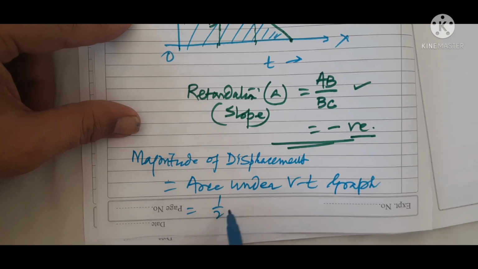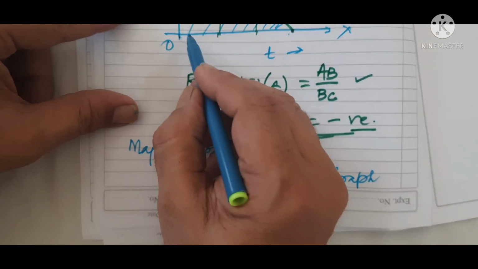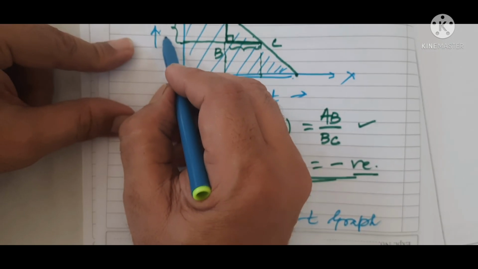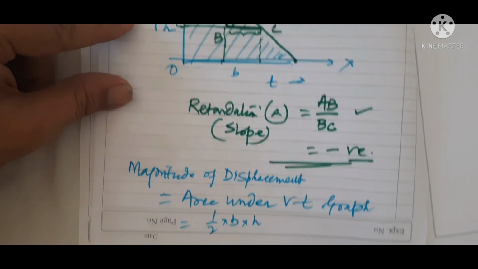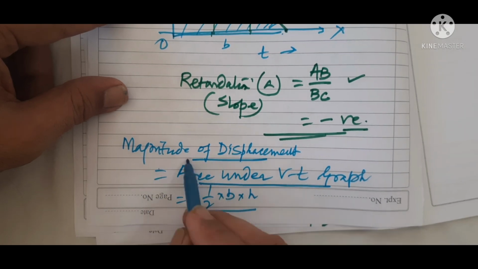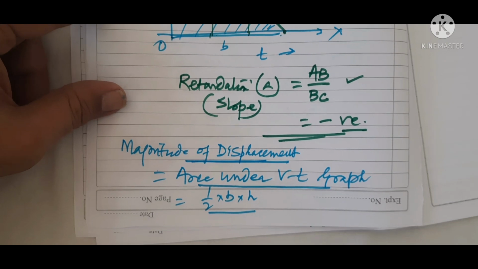यहाँ पर हाफ बेस इंटू हाइट, राइट एंगल ट्राइंगल है, बेस O to this particular point is a base and height is this is your H. So area, if you are going to find out, you will get the magnitude of displacement. This is the way how we are going to draw it.